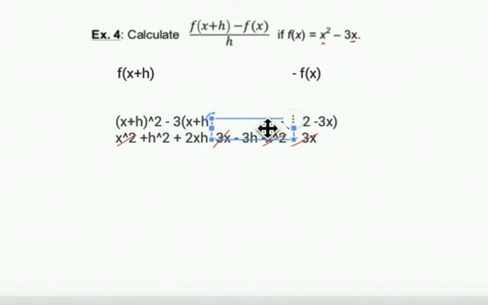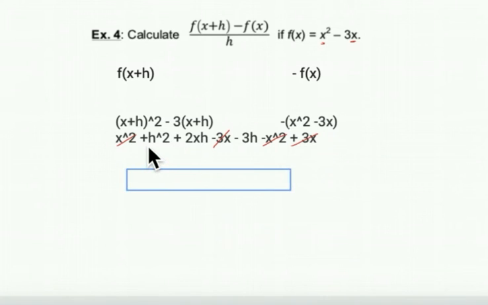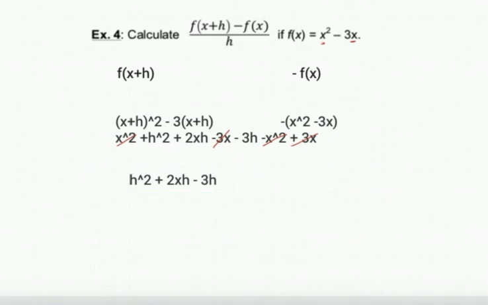And the three terms that I'm going to be left with are h squared plus 2xh, and then the last term is minus 3h. And the last thing I need to do, because this is just the numerator, f of x plus h minus f of x, is divide everything by h.